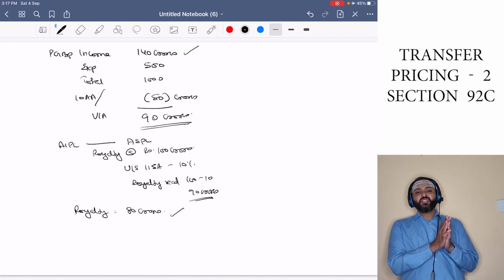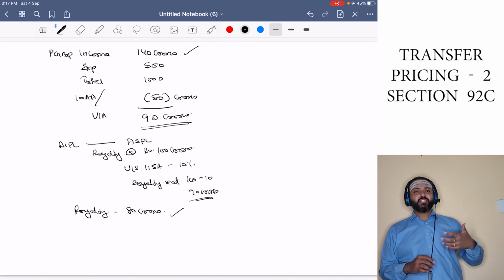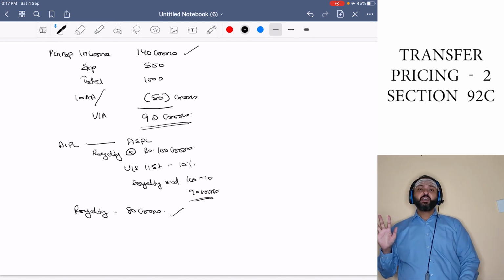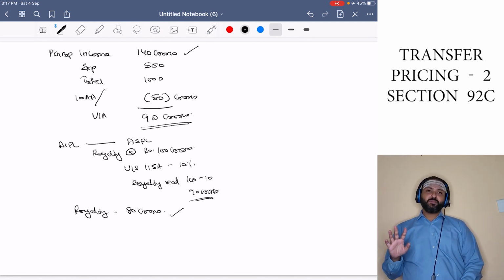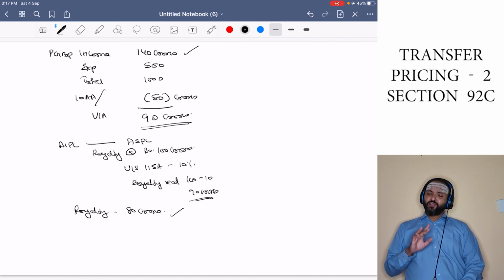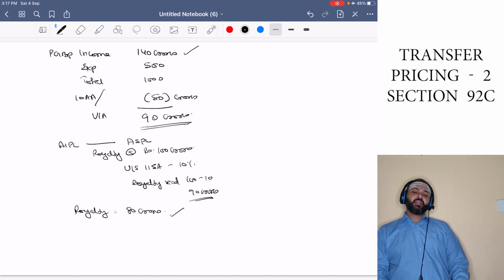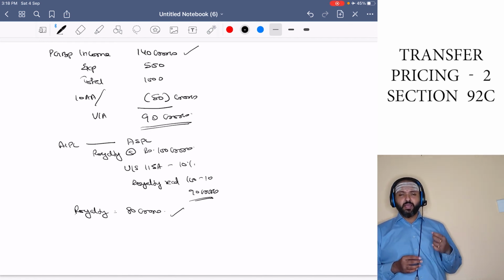Okay, so with this we are concluding on section 92C4. So what have we seen today? Section 92C, which gives us an understanding of 5 methods of ascertaining your arm's length price. 1 being CUP, 2 being resale price method, 3 being cost plus method, 4 being profit split method, 5 being transactional net margin method. Rule 10AB talks about another method, which is any other method prescribed, a tailor-made method which will be applicable only if none of these methods can be applied.